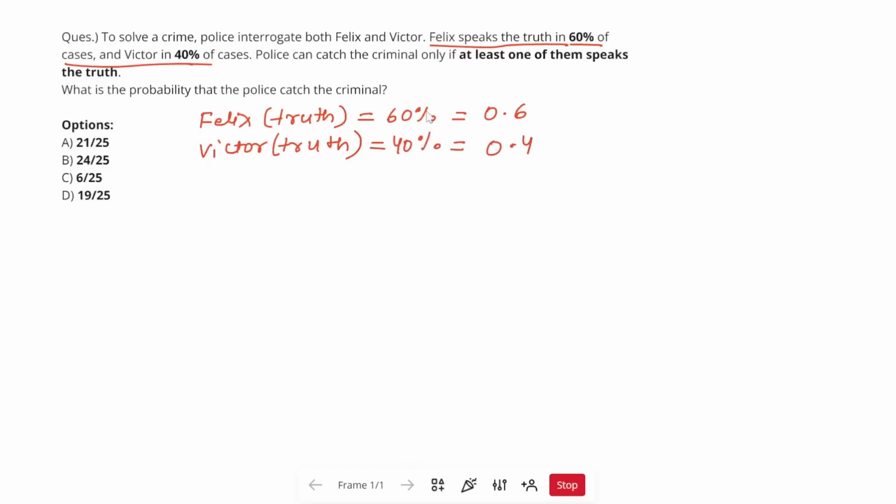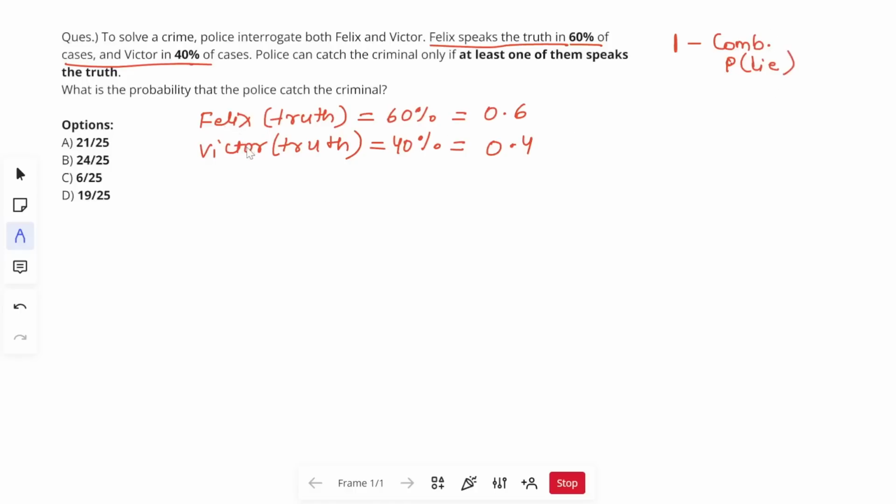Now, what we need to find, let's see. Police can catch the criminal only if at least one of them speaks the truth. So see, how to find out if one of them speaks the truth. What we can say is, out of total, we subtract the combined probability of them speaking lie. Combined probability of lie. When we solve, you will understand it better. So we are going to follow this one now.